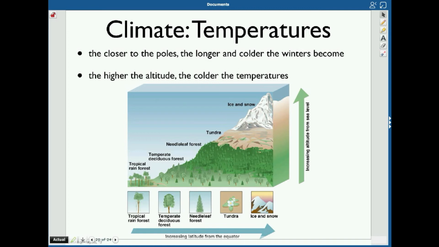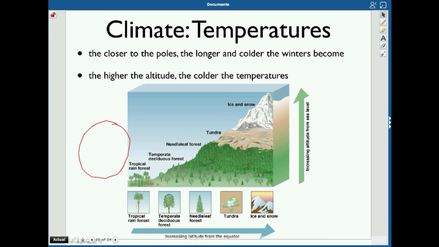So, this is an interesting question that I've seen on the biodiversity test for a few of y'all, where they ask you to describe the relationship between increasing latitude and increasing altitude. Okay, so the closer to the poles you are, the longer and colder your winters become.